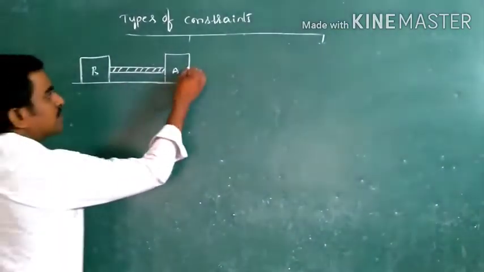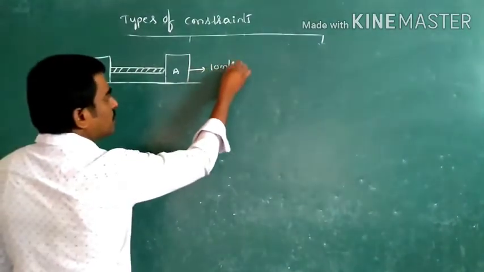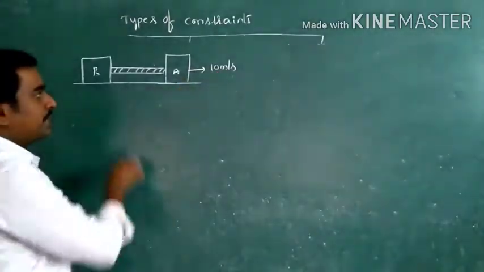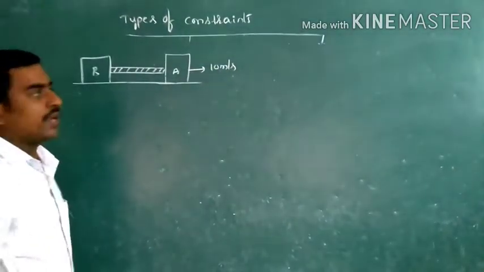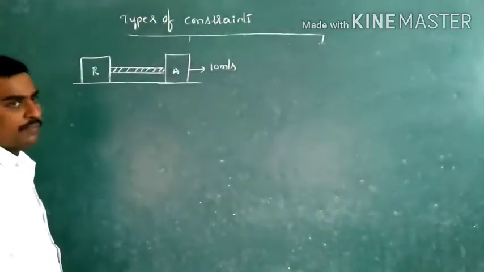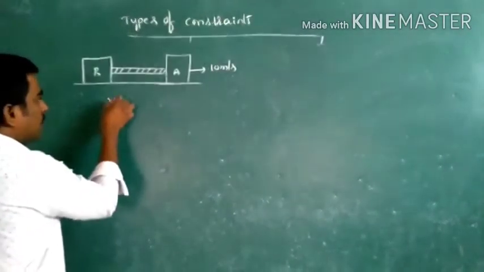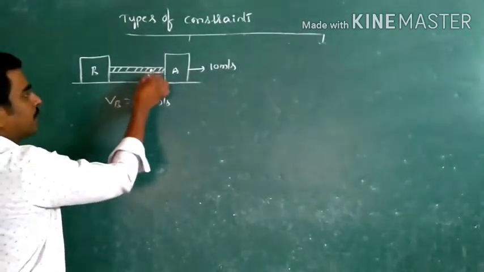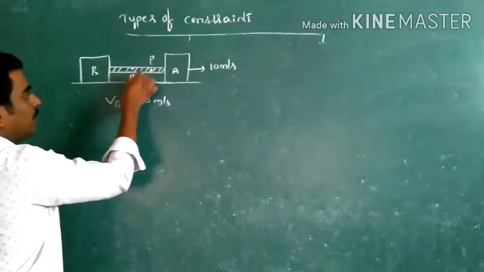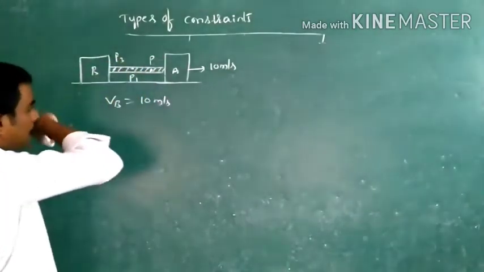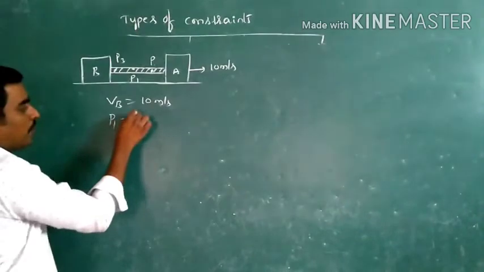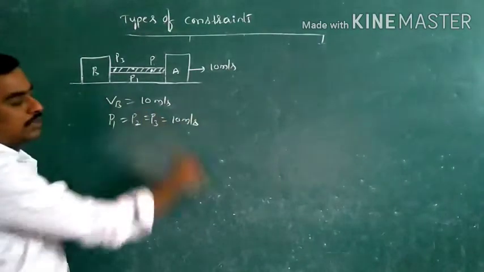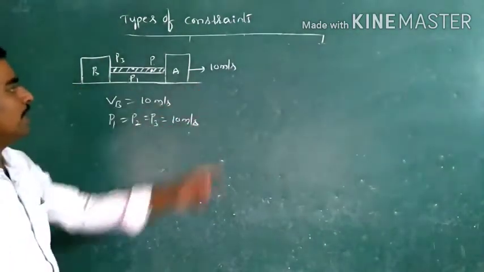Here also, block A moves with 10 meters per second along the horizontal direction. Now, what is the velocity of the particle B? Velocity of the particle B is also 10 meters per second. Let us assume points P1, P2 and P3 here. The velocity of the particles P1, P2, P3 is also 10 meters per second. So, the velocities along the length are equal.